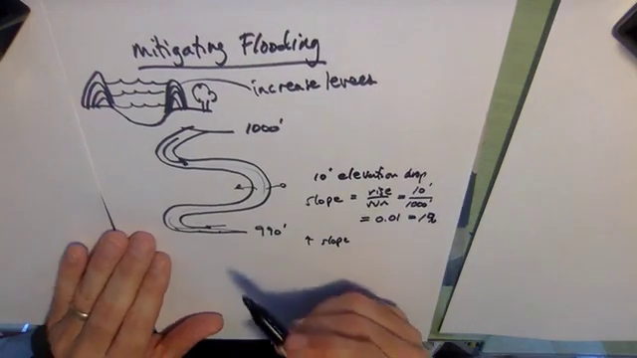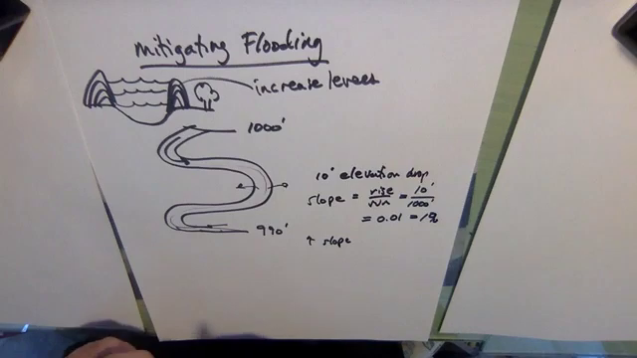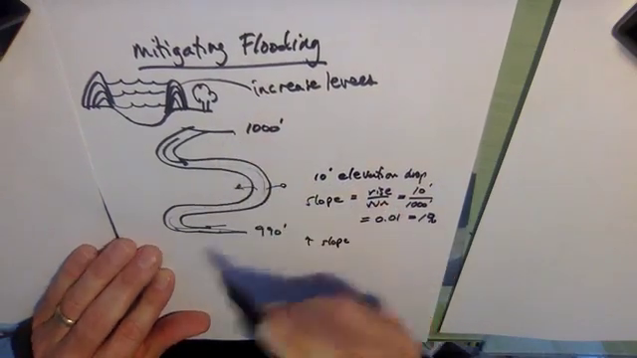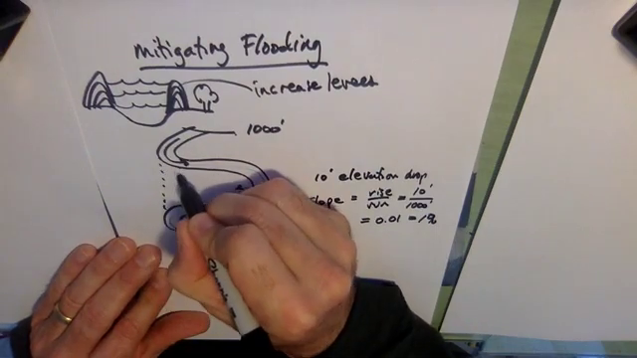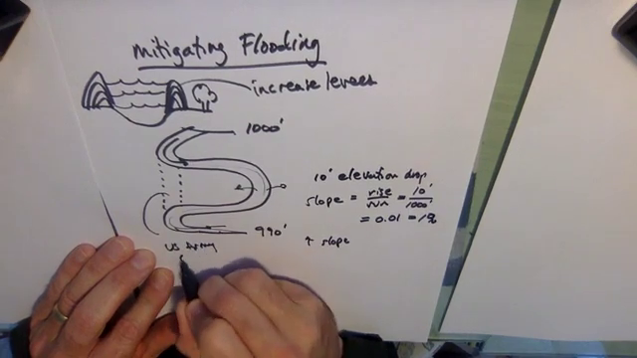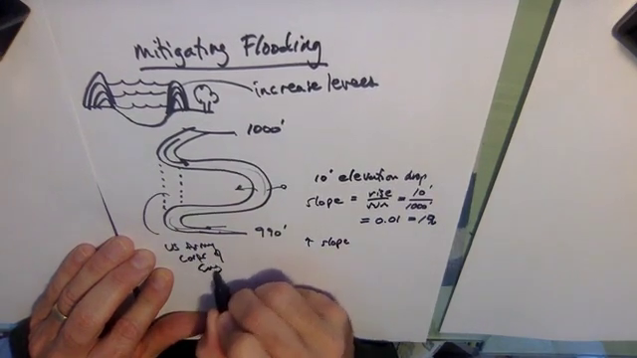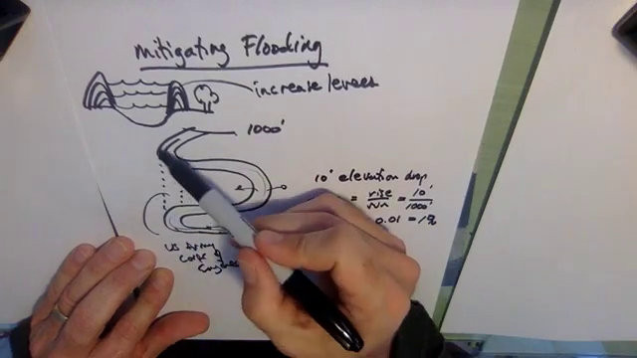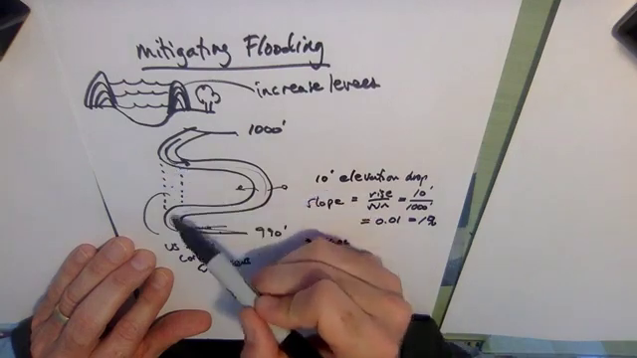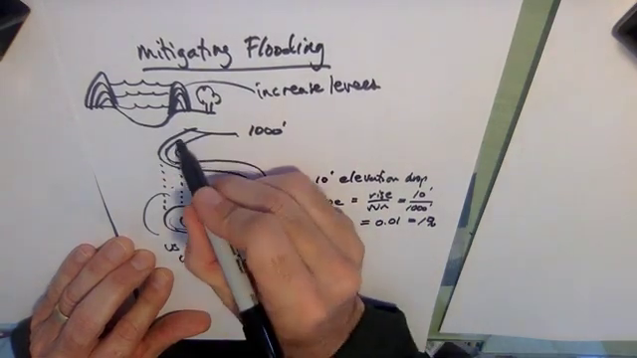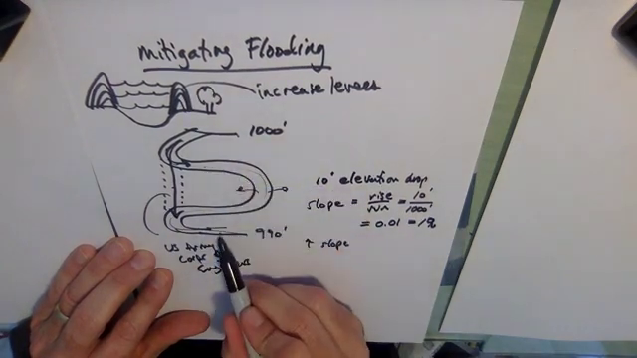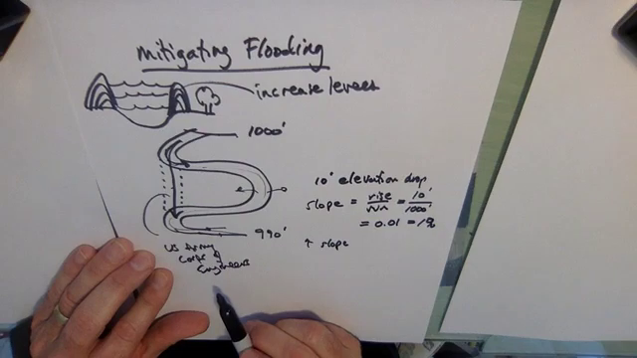So the way this has been done in order to increase the slope is you need to shorten the distance between this point and this point. And so what organizations like the U.S. Army Corps of Engineers and other agencies have done is they've literally built new channels. They've connected this meander to this meander. That allows the water to flow straight across and go from 1,000 feet above sea level to 990 feet above sea level in a shorter distance.